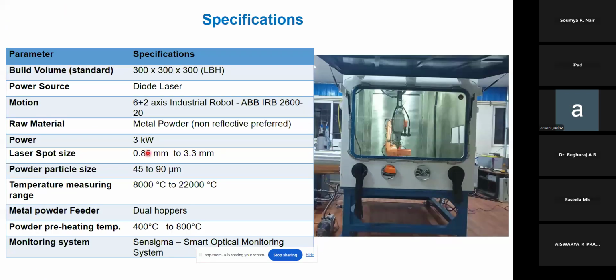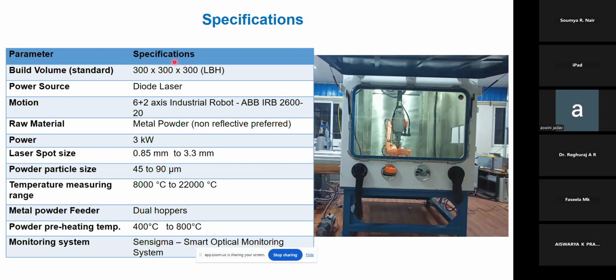So this is the specification of our developed machine. I have mentioned the build volume here as 300 cross 300 because we are doing some trials and testing at the moment. So we are not building a higher size component. Less than 300 is possible as of now.